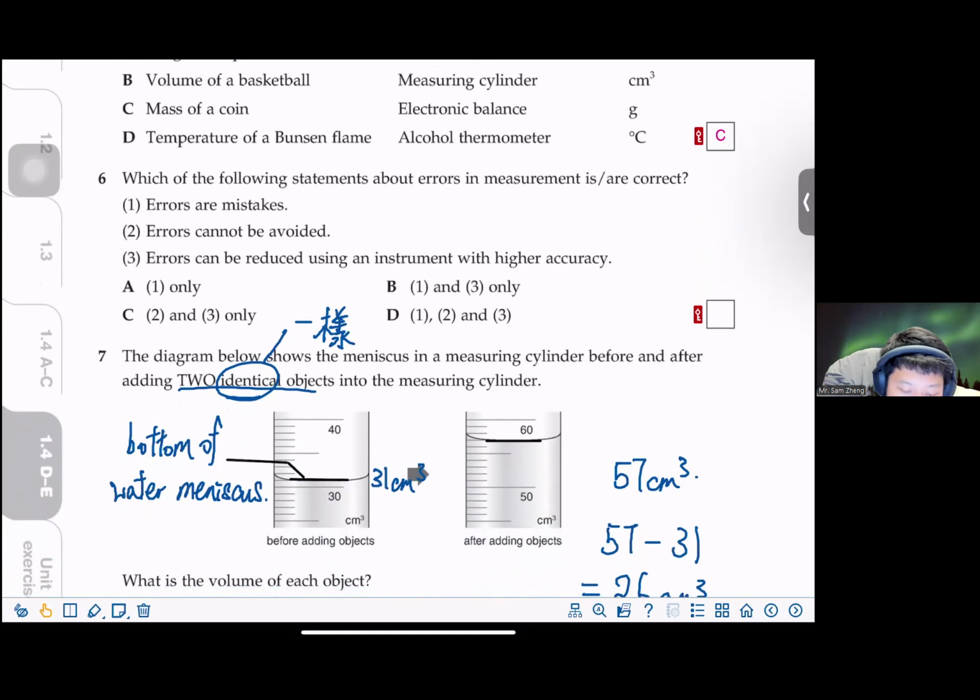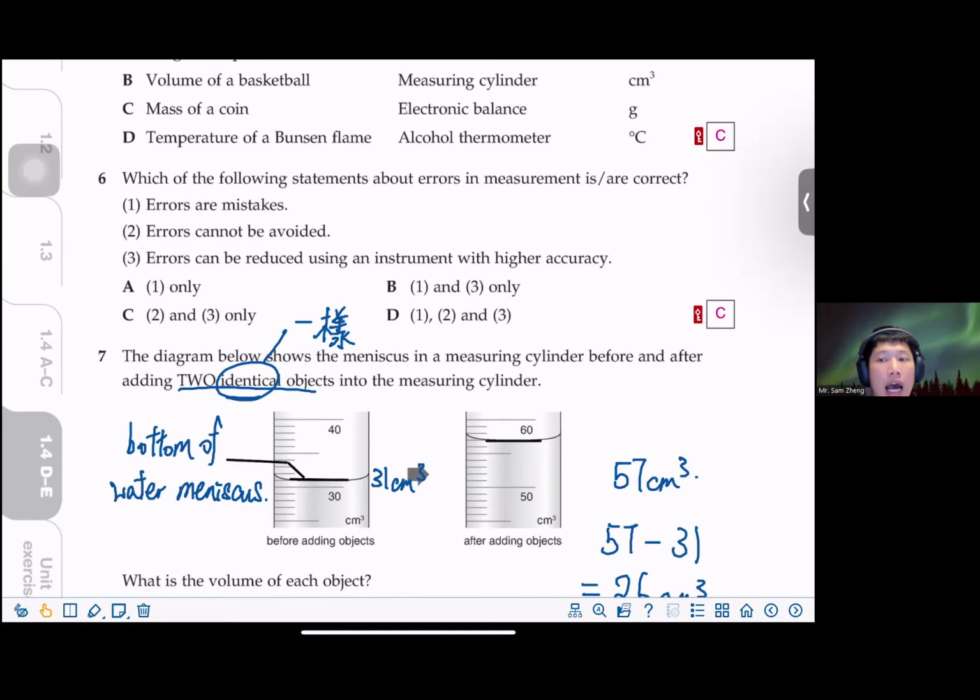And errors. Now remember, an error is not what we call a mistake. Human error is something that we call a mistake. But human error is something we don't include in our measurements, so it should not appear in our measurement.